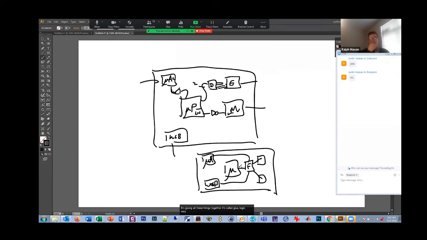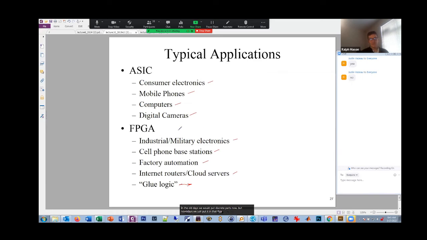You don't need a lot of logic, so these are usually low cost, little simple FPGAs, but very common. In the old days, we would put discrete parts down, but nowadays we just put it in an FPGA. So that's glue logic. So these are all kind of uses of FPGAs.